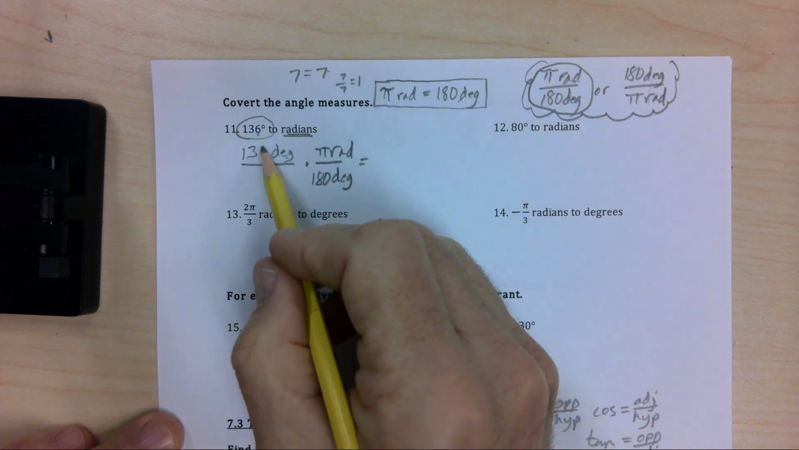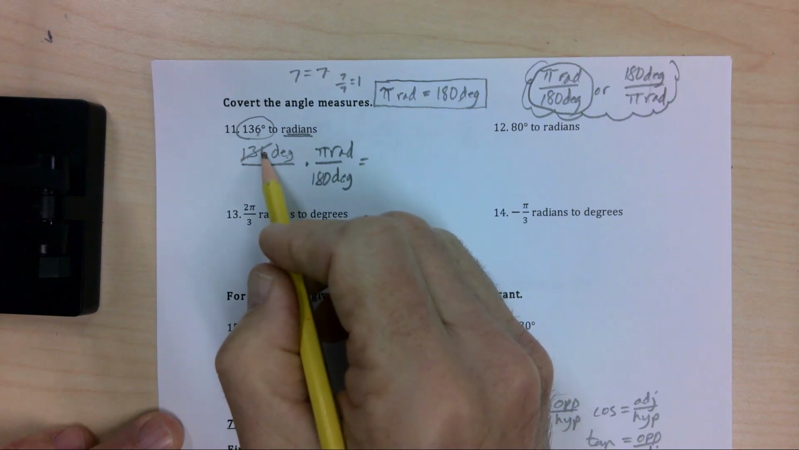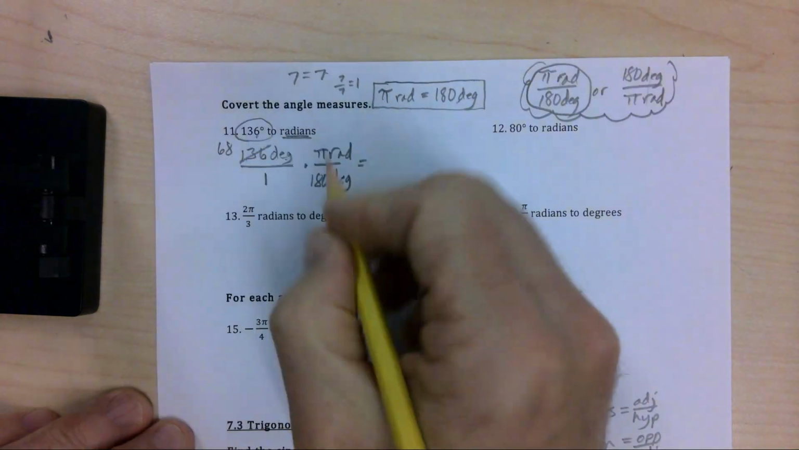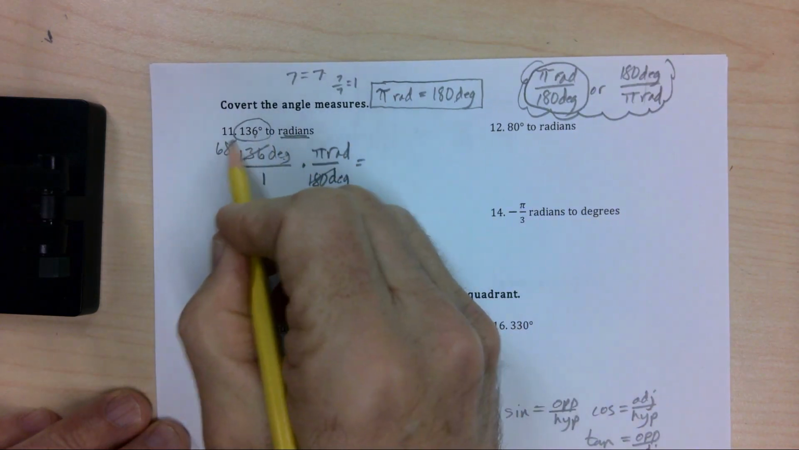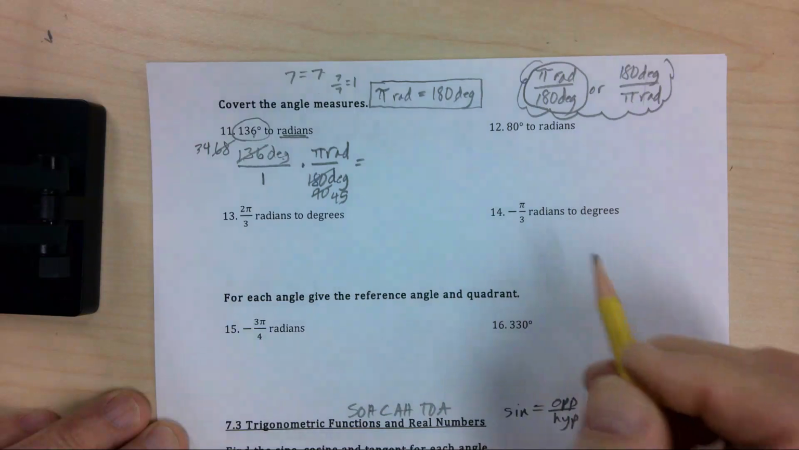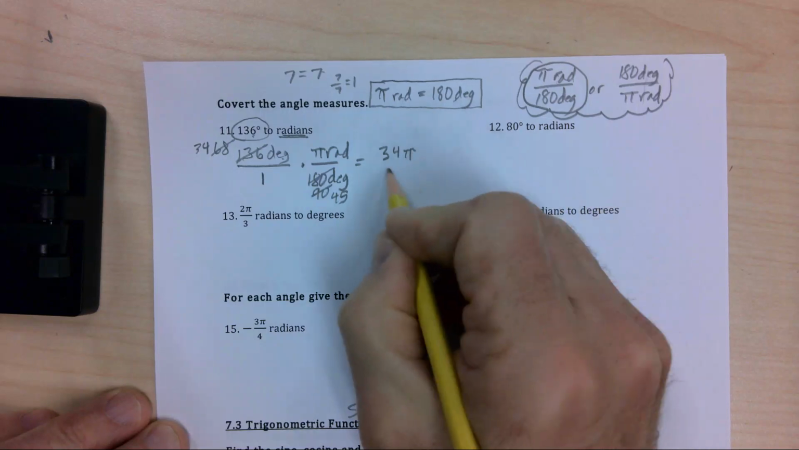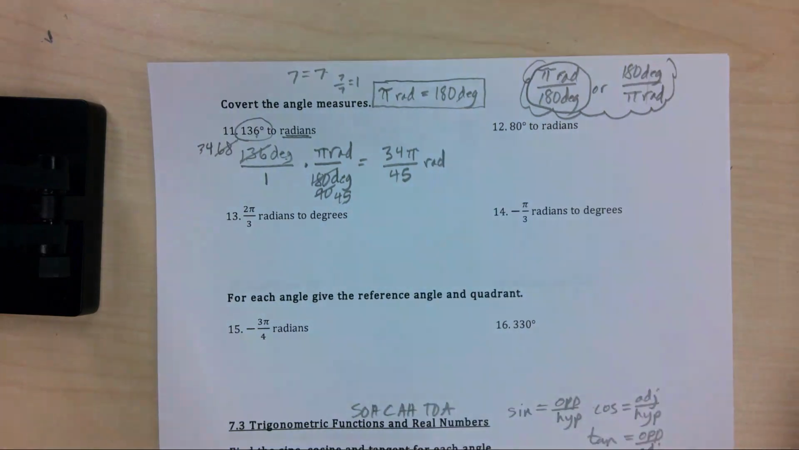So I know that 2 goes into this. I'm sure there's something bigger, but maybe not. 2 divided by 2, I should have been able to, is 68, and this is 90. But now I can take 2 out of that, so I get 34 and 45. And that's as far as I can reduce it. So I get 34 pi over 45 radians. All right.